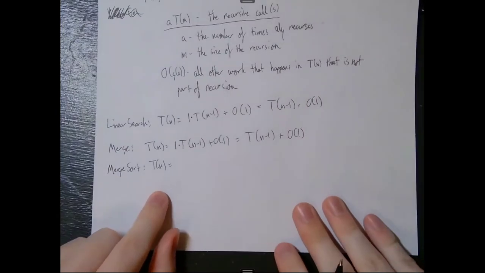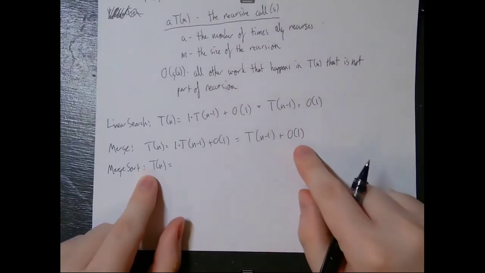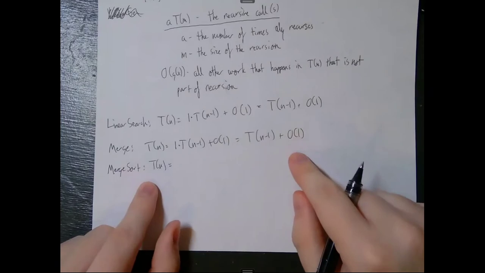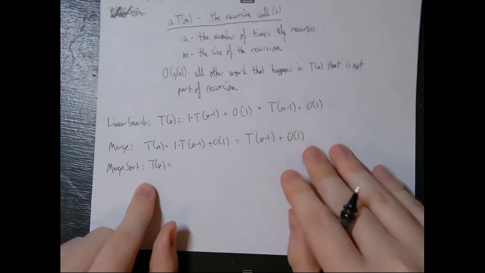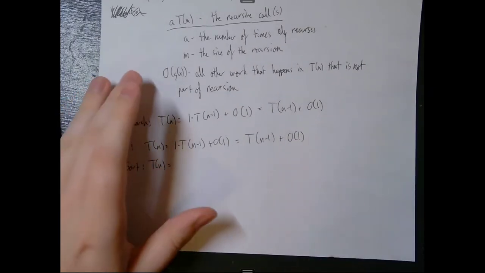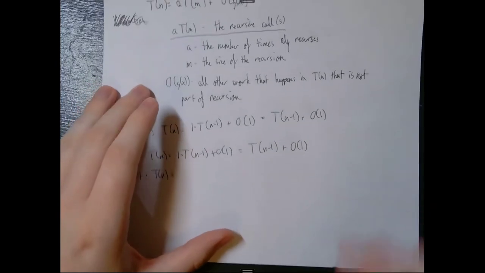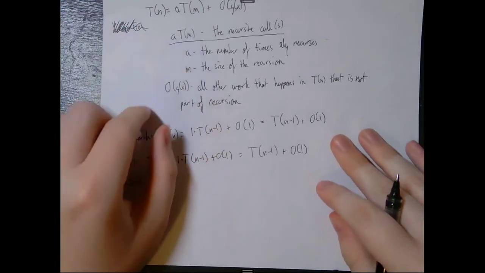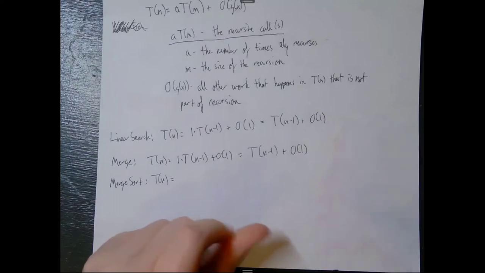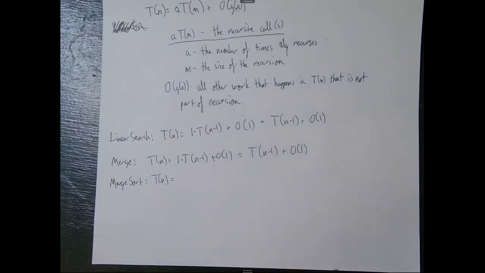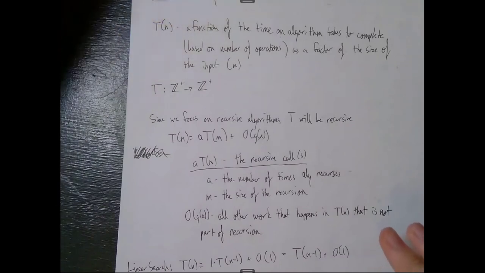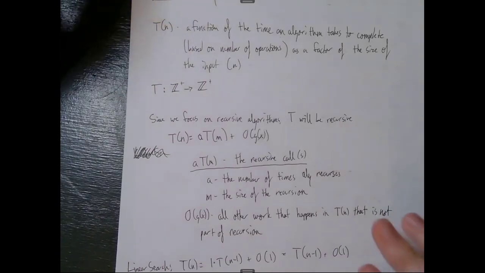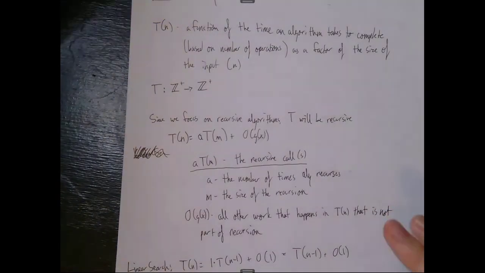So we can't actually talk about what merge sort's t of n is until we actually figure out what merge's O of n is. So in order to do that, we're going to figure out how to close t of n. And notice that t of n is a recursive sequence, so we're going to close it in a way that's similar to closing functions in the way that we've done before.